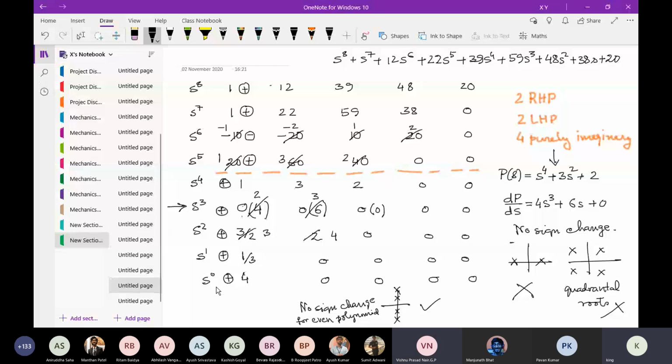So we are saying that this P(s), that is s to the power 4 plus 3s squared plus 2, is a factor of the 8th order polynomial. And the other part, let me put it this way, this is equal to P(s) into a nicer polynomial, which is of the form s to the 4.